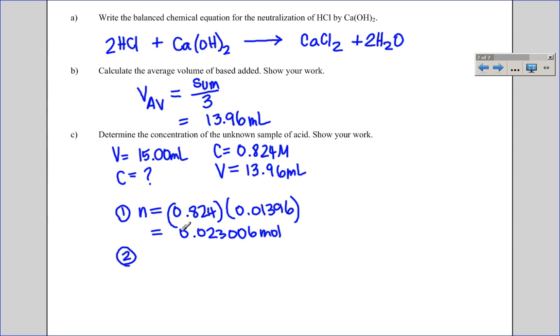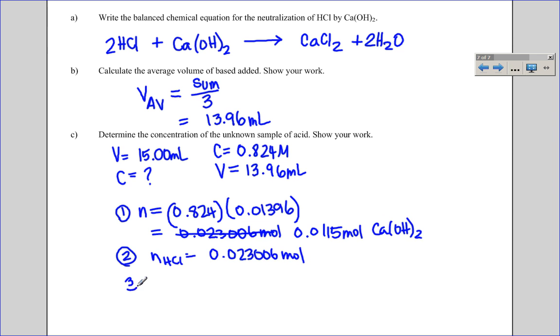So the moles here, I apologize, I wrote down the wrong number. The moles here is 0.023006 moles, and this is the moles of the calcium hydroxide. The ratio is 1-to-2, so the moles of the hydrochloric acid is going to be 2 times that.